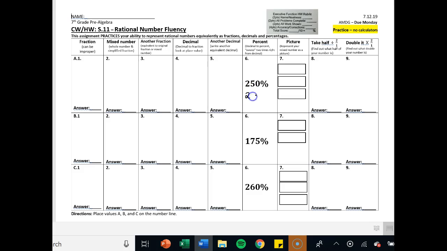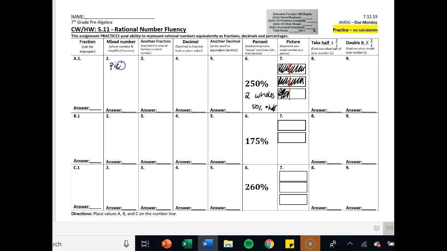200% means I have two wholes and then 50% left over, right? So a half, right? So if I just draw this picture, I've got one whole, two wholes, and then if I divide this up into halves, I've got one half. Dividing that up into halves can also get me my mixed number, and it can get me my other fraction. Notice my mixed number is going to be two wholes for my picture, two wholes and one half.